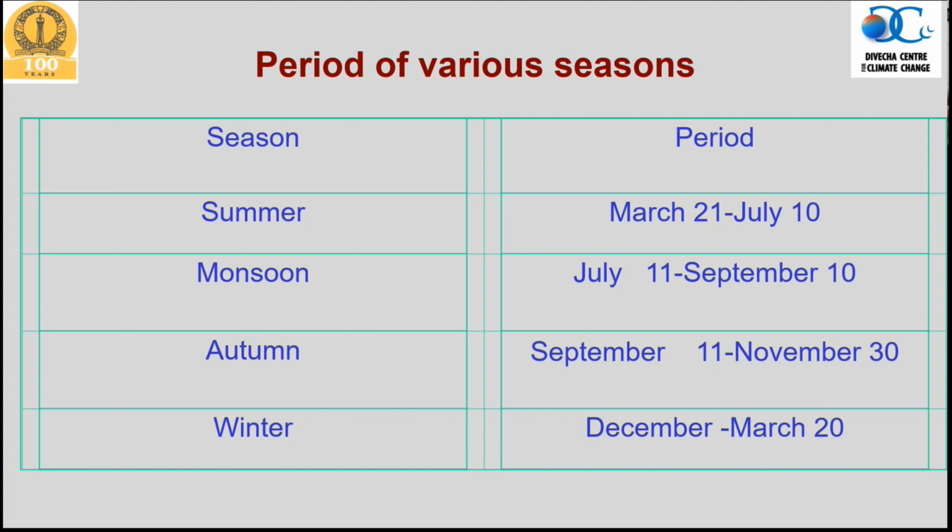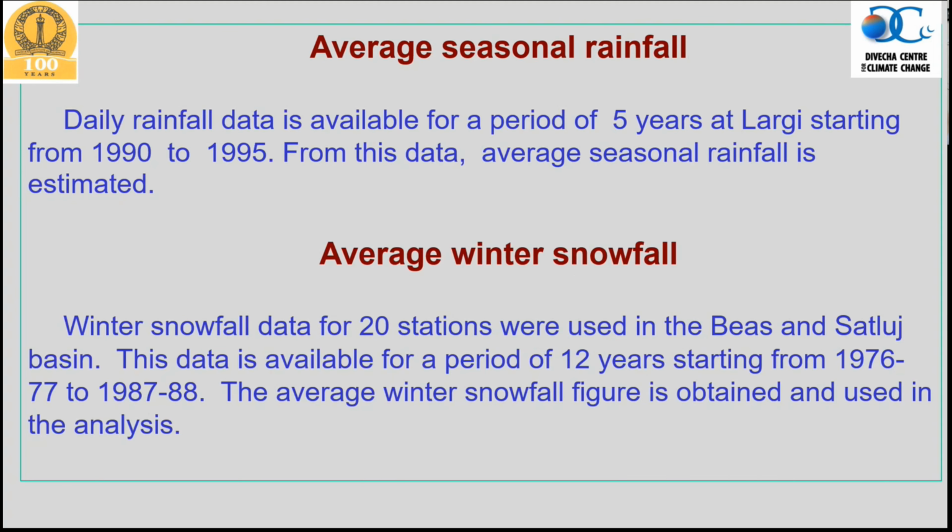And if you come to the summer, it is predominantly coming from significant melting of the seasonal snow. So that is why it is important for us to address this issue. Then, since it is only to estimate a long-term change, it is not going to take how it is varying each 10 days; it is going to take season averages over a period of 10 years, 20 years. Therefore, you require the average seasonal rainfall and average winter snowfall.